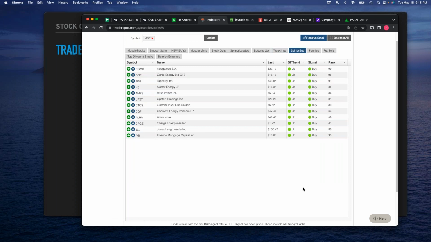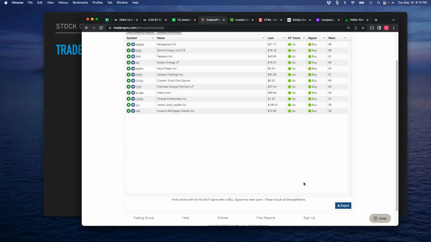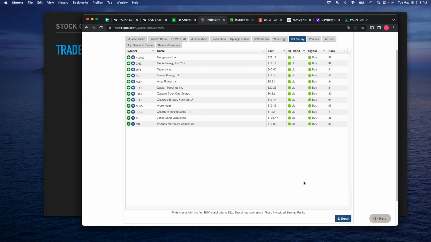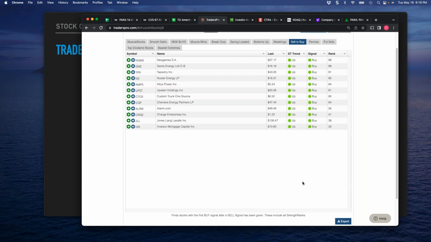Sell to buy is also interesting. This is a scan that looks for stocks with the first buy signal after a sell signal has been given. So the idea here is if a stock has been given a sell signal, it's probably been dropping for a little while. These are stocks not necessarily that have been in extended downward trends, but they have seen a reversal from bearish momentum to bullish momentum. And so sometimes there can be some interesting opportunities at the bottom of trends that you'll find here as well.